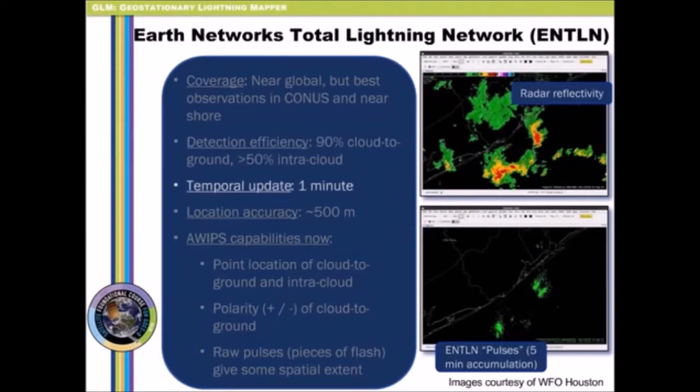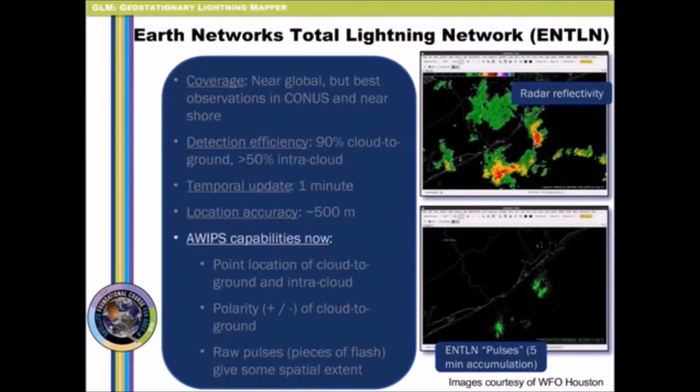The ENTLN has a 1-minute temporal update and approximately 500-meter location accuracy. Within AWIPS, the ENTLN displays both cloud-to-ground and intracloud flashes. Uneven sensor distribution results in some detection efficiency variability across the network.